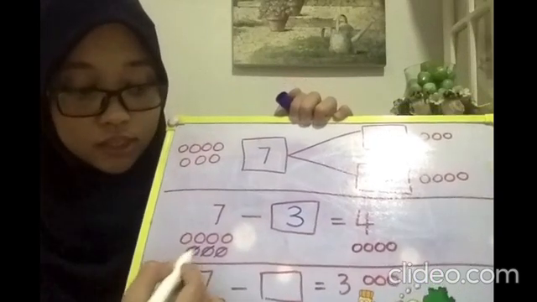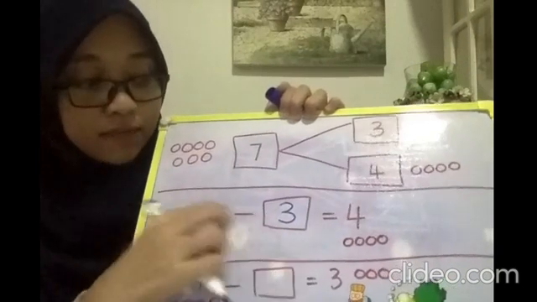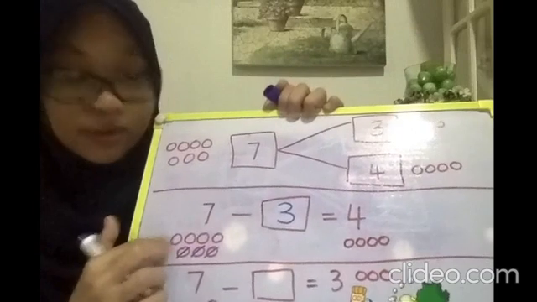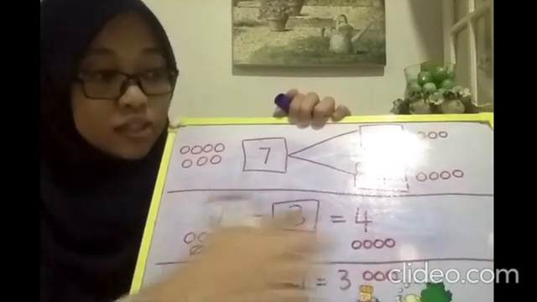And the rest, you just count and cross. 1, 2, 3, 3. And now, can we read 7 minus 3? Isn't it correct? 7, and then we cross out 3? Yes, that's how it is. 7 minus 3 equals 4.